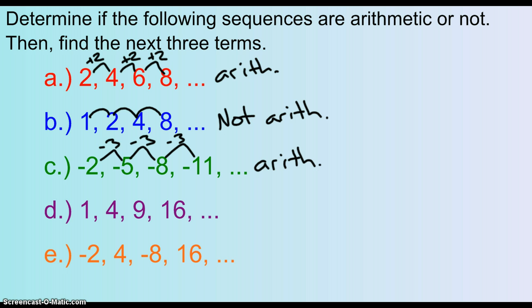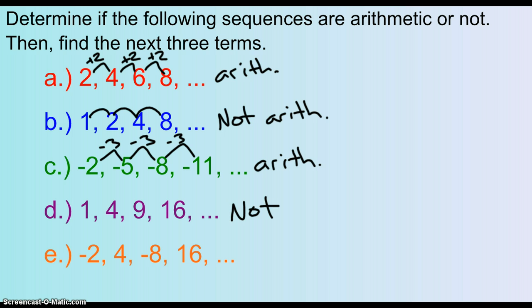D has a couple different pattern options that you could follow. These are all your perfect squares. So for instance, 1 squared, 2 squared, 3 squared, 4 squared. You can also think of it as adding all the odd numbers. So +3, +5, +7. So not a common difference, meaning D is not going to be arithmetic.